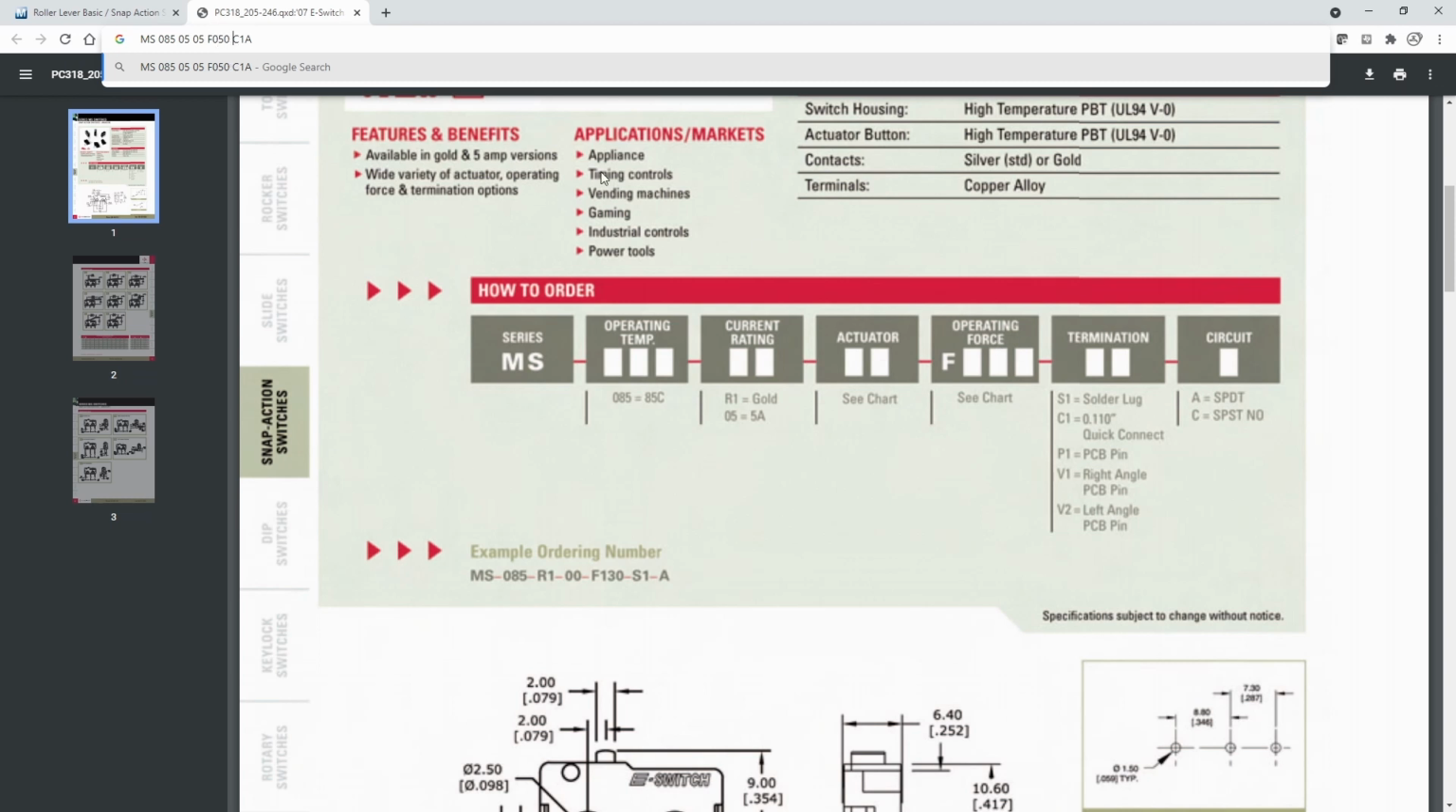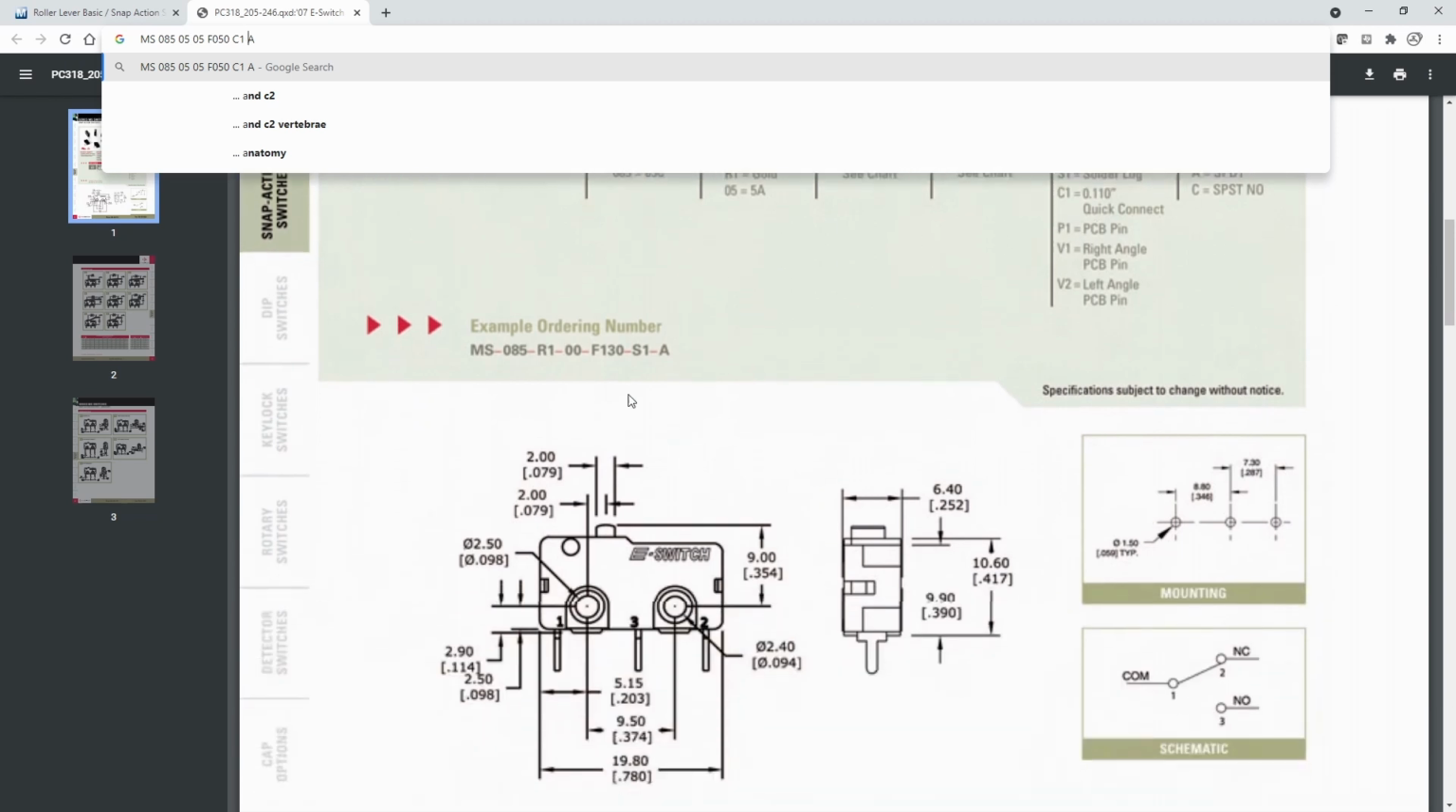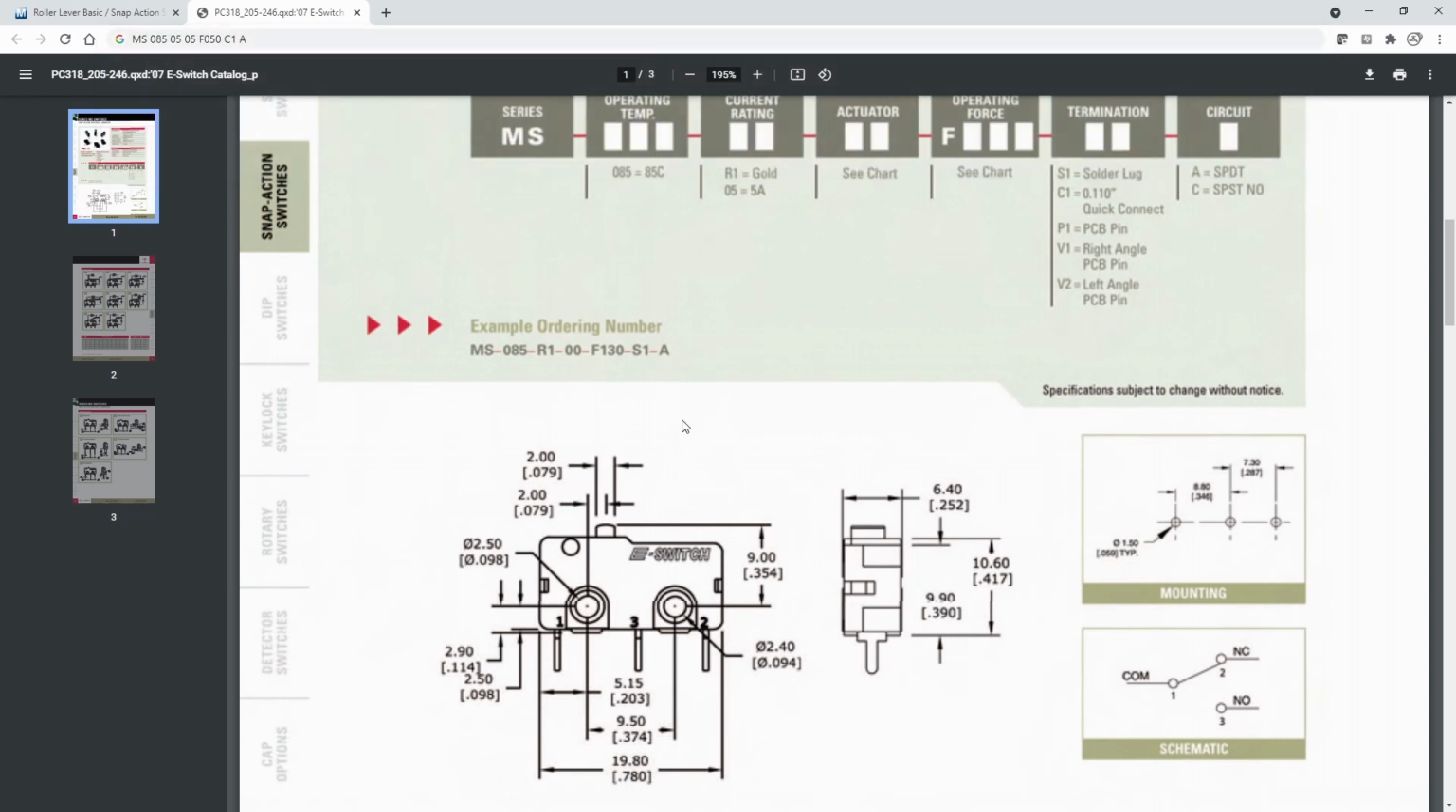F050 is our operating force. And C1 is our termination. And A is the circuit. A means single pole double throw, which is great. That means it's got a common connection, and then it's going to have 2 pins that common connection switches in between. So let's go ahead and take a look down here.